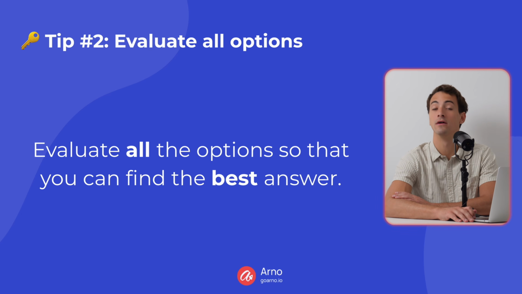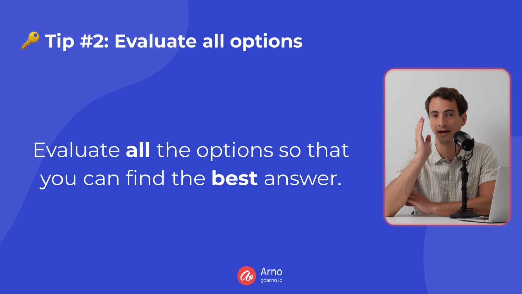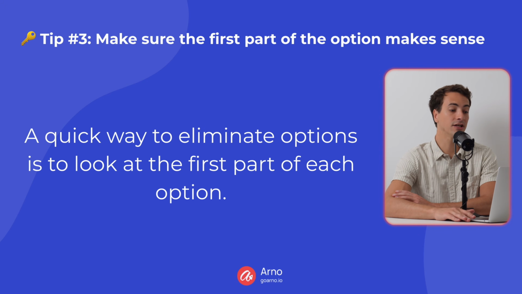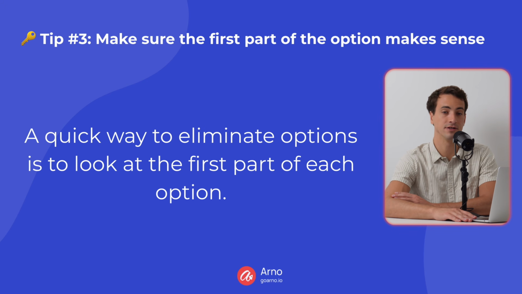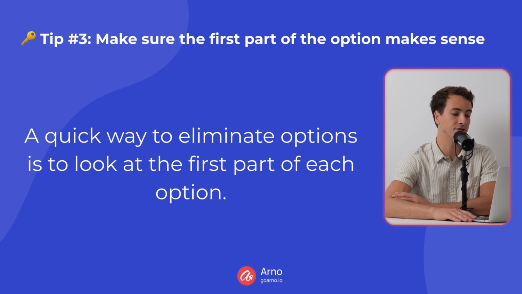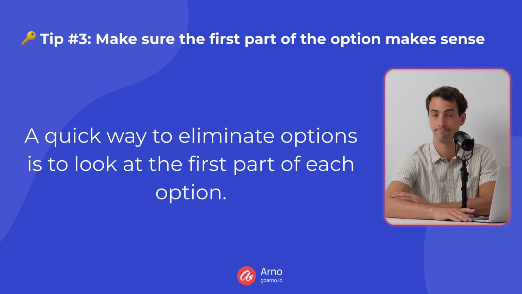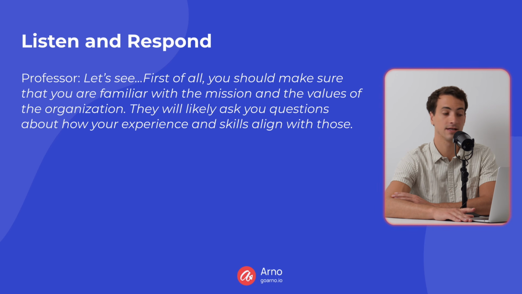All right, so don't forget, evaluate all options so that you can find the best answer. Tip number 3, make sure the first part of the option makes sense. So a quick way to eliminate options is to look at the first part of each option. So here's an example from later in the conversation.